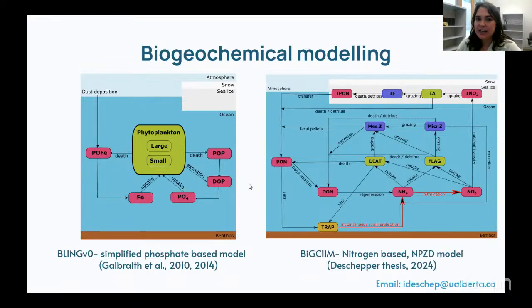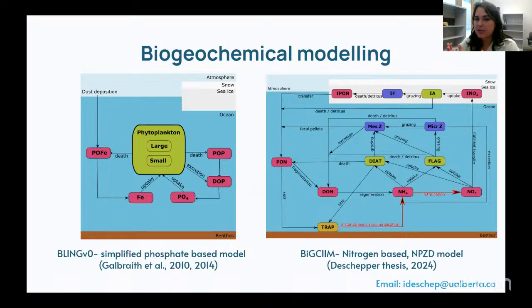However, this is a phosphate-based model, and the Arctic is nitrogen limited, not phosphate limited. This was Inge de Scheppe's work for her PhD thesis. I have her email on the bottom there if you want to know more details. She coupled in a nitrogen-based model to our NEMO framework because these phosphate models were over-predicting productivity in the Arctic.